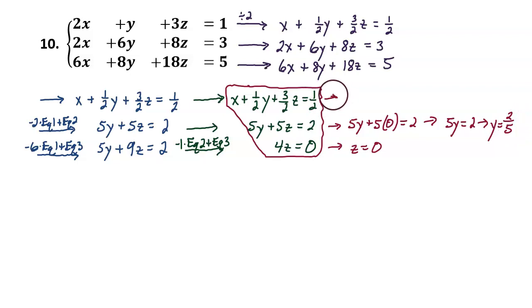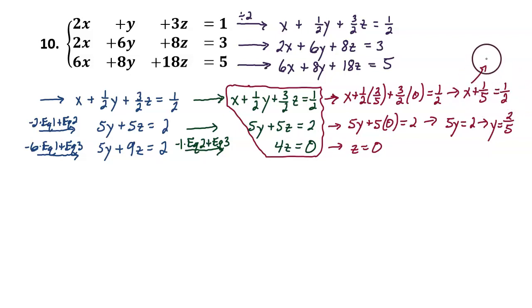Now go up to the first equation, and let's get the answer for x. X plus 1/2 times the value of y, which is 2/5, plus 3/2 times the value of z, which is 0. And that's equal to 1/2. Right in this spot, the 2 and the 2 cross cancel. This becomes x plus 1/5 is equal to 1/2. So x is equal to 1/2 minus 1/5. That's the same as 5/10 minus 2/10, which is 3/10.